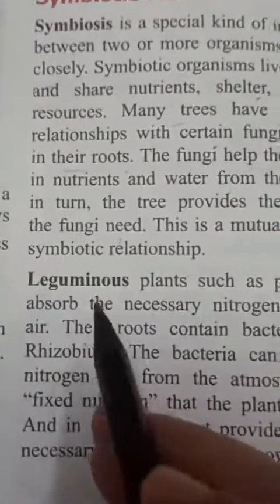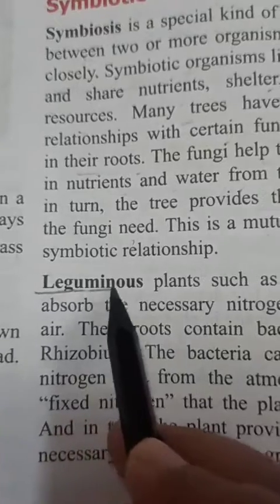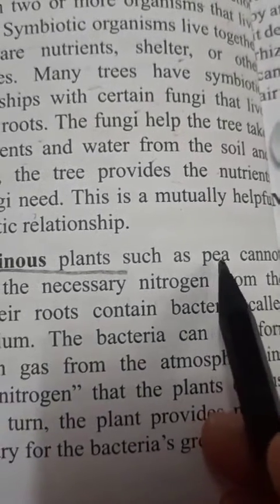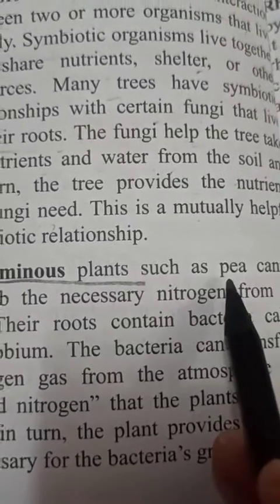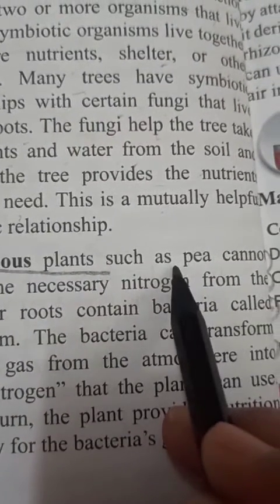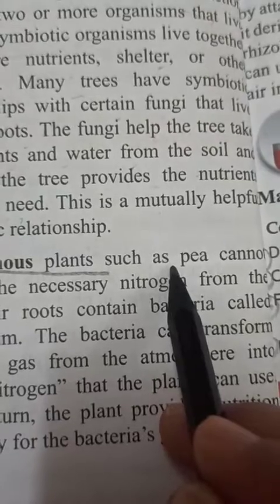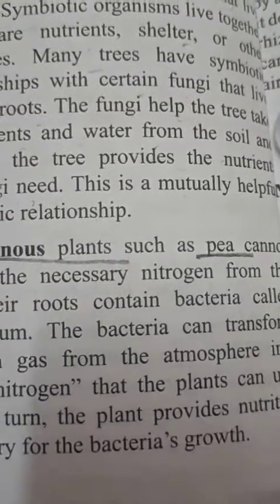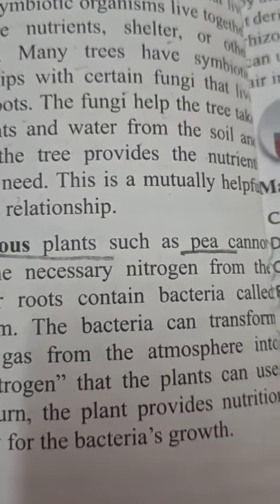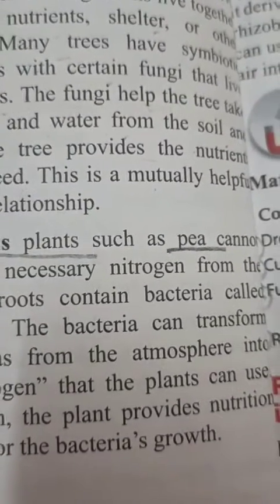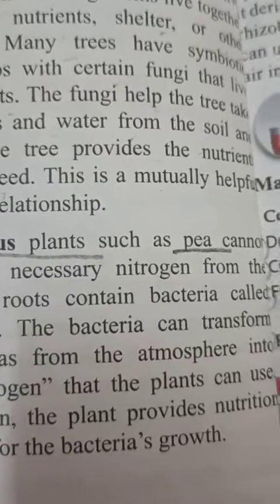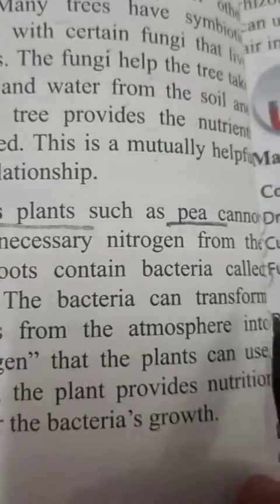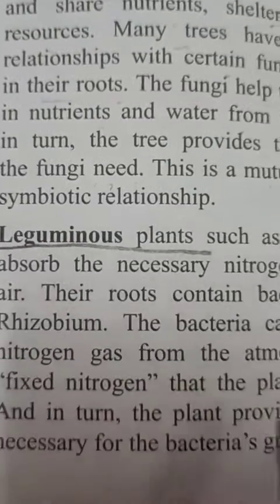And the second example is leguminous plants. Children, leguminous plants are those plants which have pod-like fruits. Pod means फली जैसे जो fruits होते हैं, just like pea plant, even French bean, and you can see all the pulses have pod-like fruits, even groundnuts.